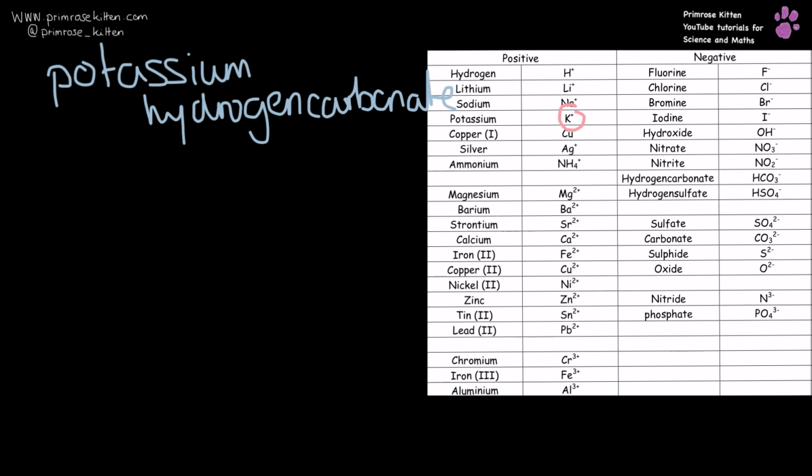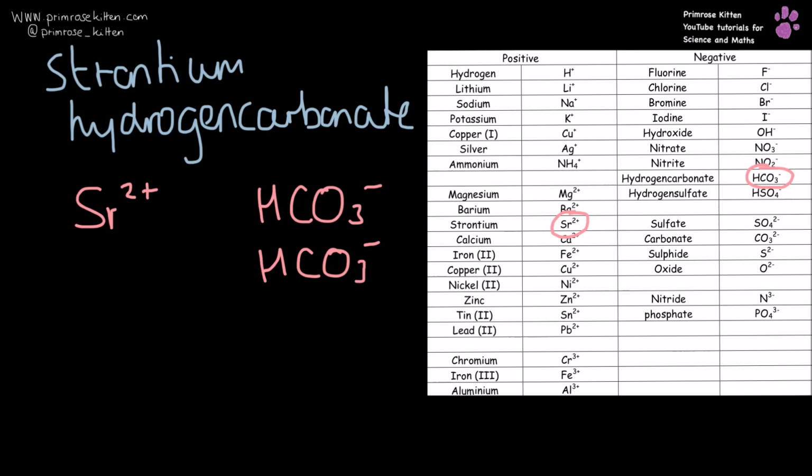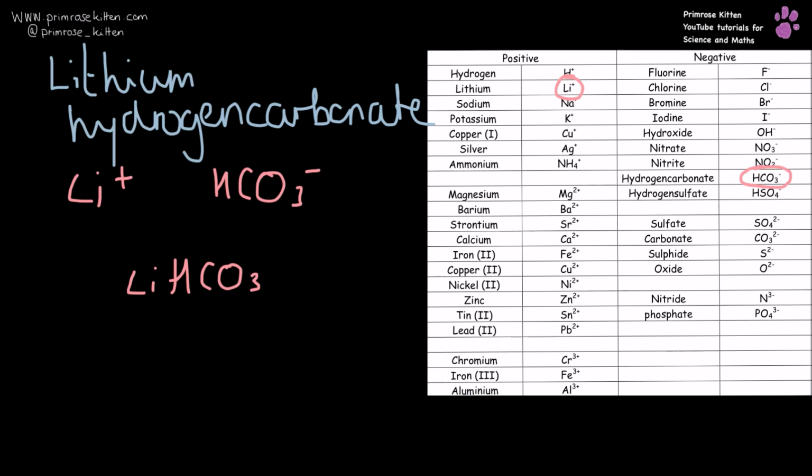Potassium hydrogen carbonate, potassium, hydrogen carbonate, both have 1 negative charge, so they can go together in a 1-to-1 ratio. Strontium hydrogen carbonate, so that is Sr2+ HCO3-. We are going to need 2 minuses to cancel out the charge, so it's going to be strontium (HCO3)2. Lithium hydrogen carbonate, lithium HCO3-. These can go in a 1-to-1 ratio, lithium hydrogen carbonate.